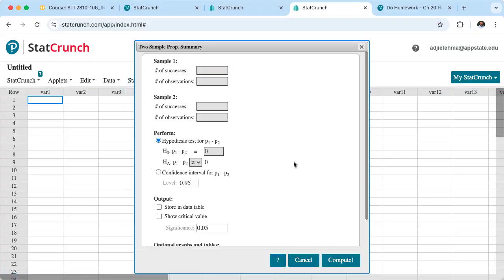Now let's input them. Be very careful how you input them. You see sample 1. Sample 1 is the Canadians, so we need to enter that first. So let's do that. Not 835, x1 is 438. And then n1 is 835. And then x2 is 16, and n2 is 131.